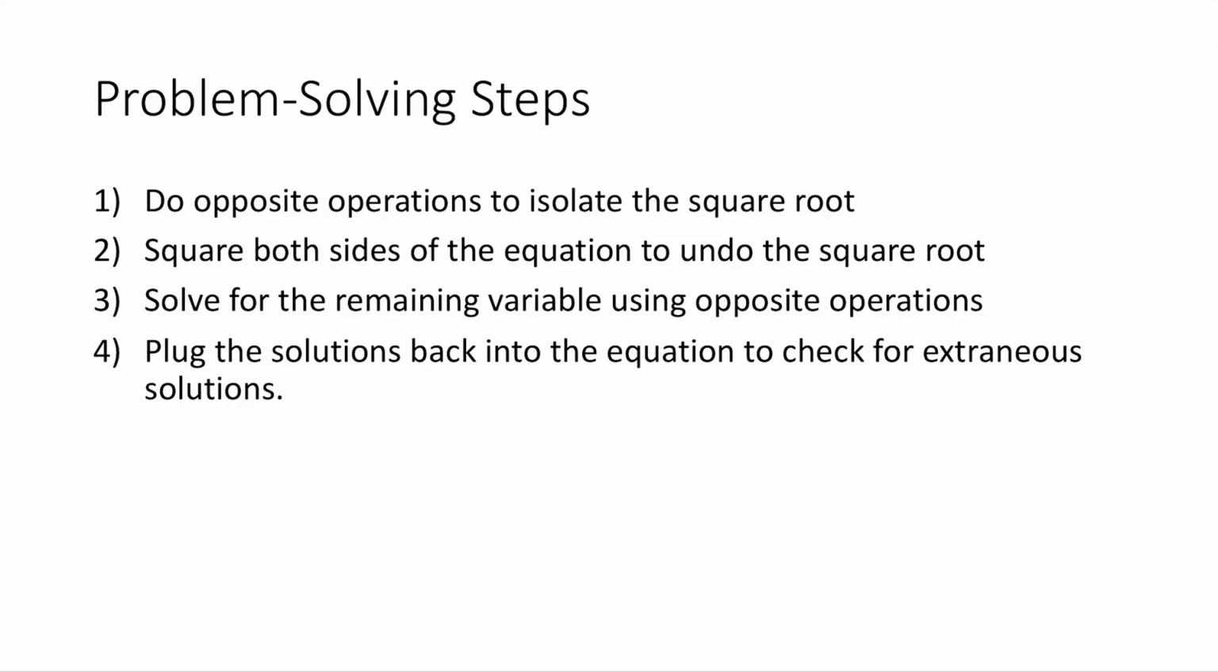So here are the problem-solving steps. You're going to start off by doing opposite operations to isolate the square root, then square both sides of the equation to undo the square root, solve for the remaining variable using opposite operations, and then plug the solution back into the equation to check for extraneous solutions.